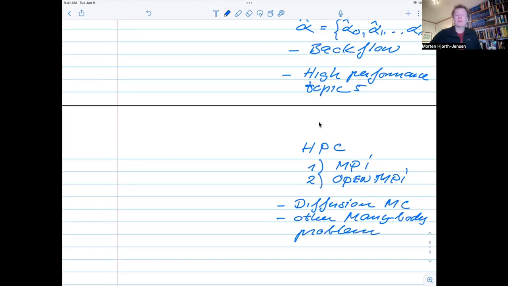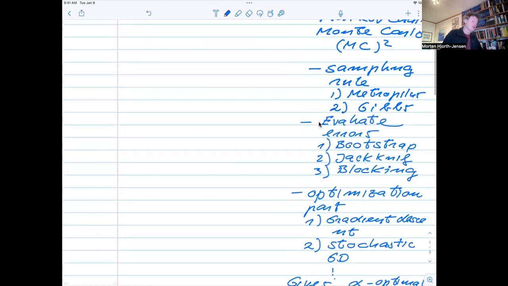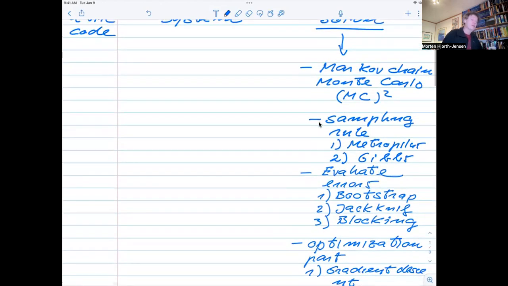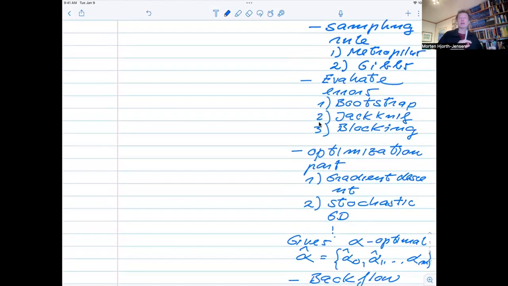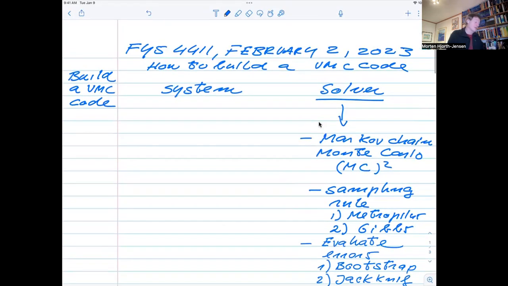Now, the next thing we haven't mentioned is the system itself, and here we have elements we also need to think of. If we go back again, what you see on the right here are the algorithmic technicalities which we are going to cover. Then, if we go back to the system part, that clearly is something which defines the trial wave function.